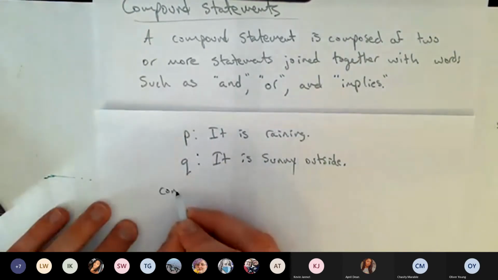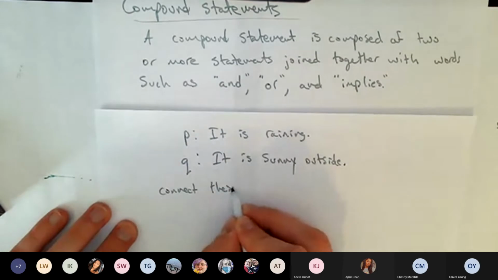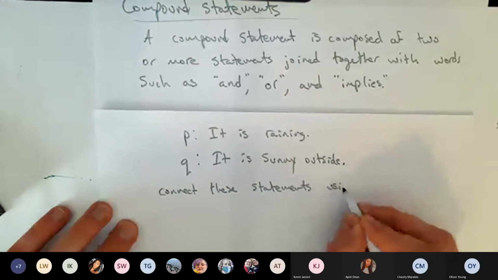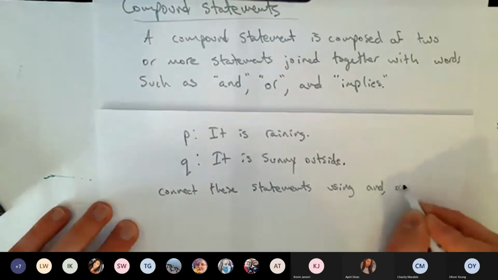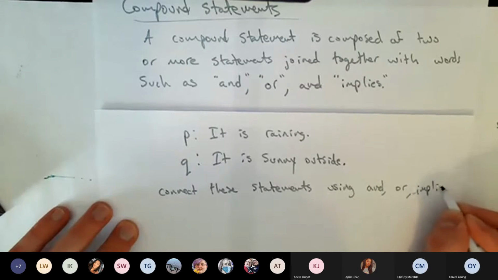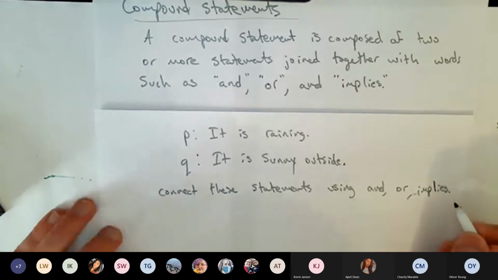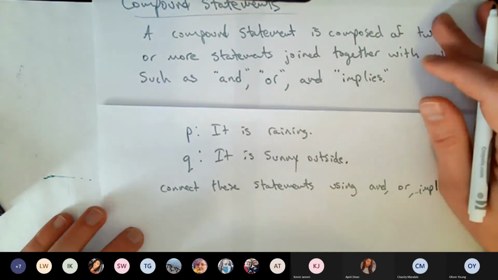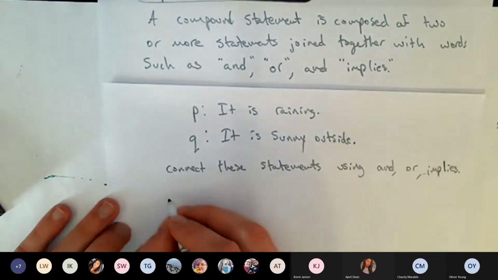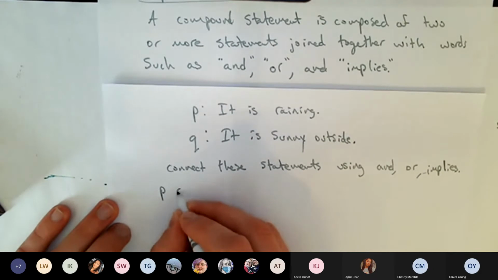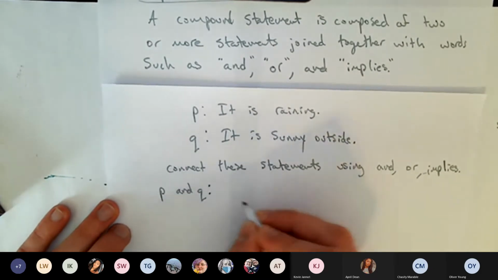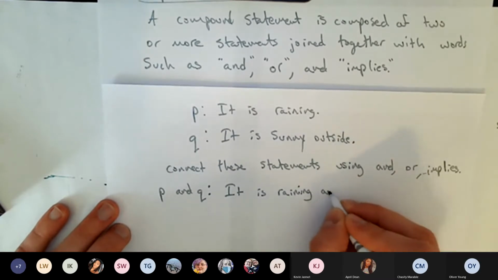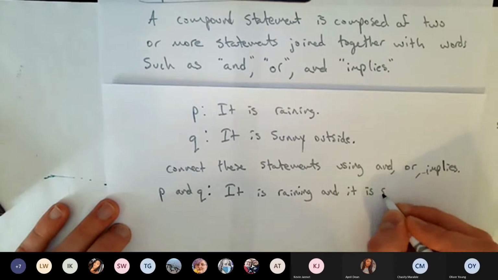Can we connect these statements using and, or, and implies? Sure, no problem. You literally write one, then you write the word and, or the word or, or the word implies, then you write the other one, and just make sure it makes grammatical sense. So P and Q will be, it is raining and it is sunny outside.